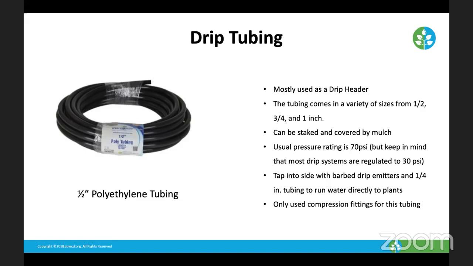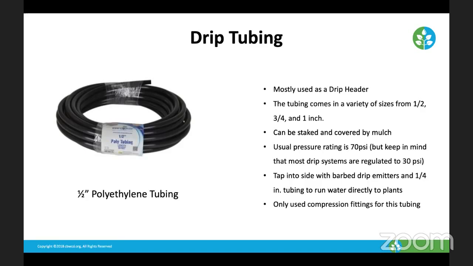This drip tubing also comes in 3/4 inch and in 1 inch, but 1/2 inch should be more than enough for what you would need in your system, and it is the most popular size. It's rare to find a 1 inch and even at times a 3/4 inch. This tubing can be staked and it can be covered in mulch. The usual pressure rating for this tubing is 70 PSI. And again, like I said, if you have it installed correctly with a pressure regulated filter, you will be fine.